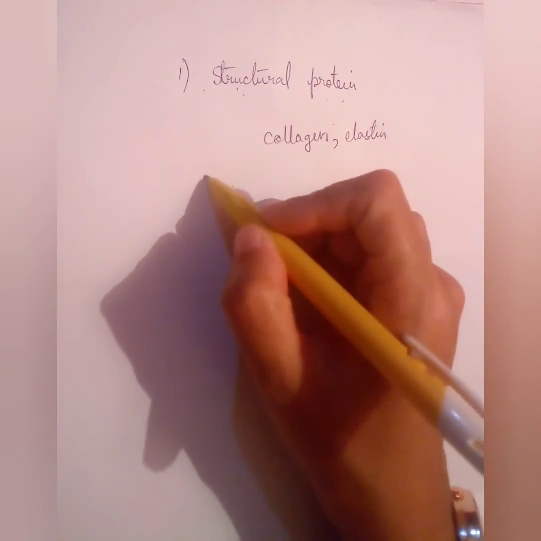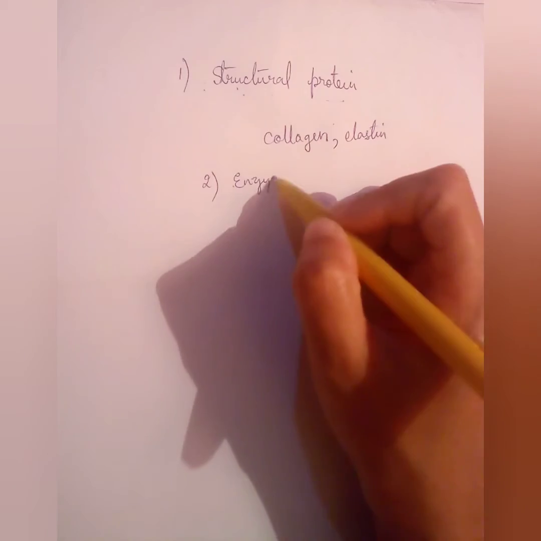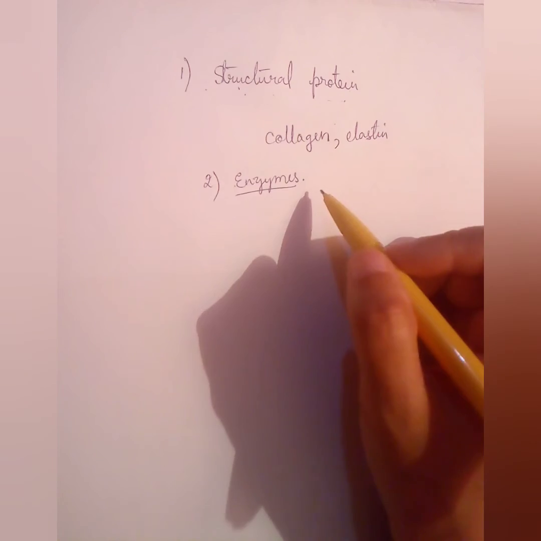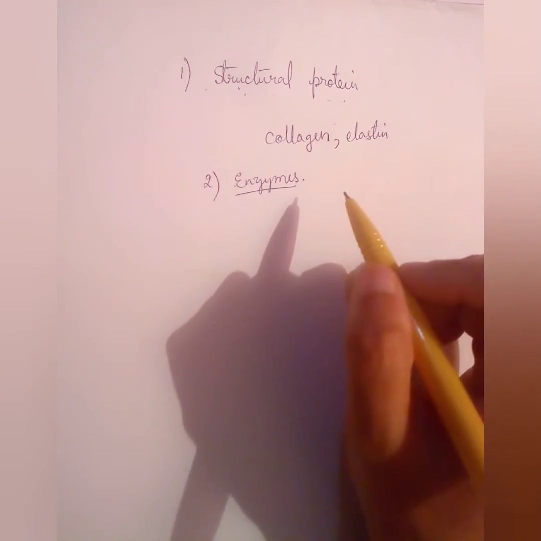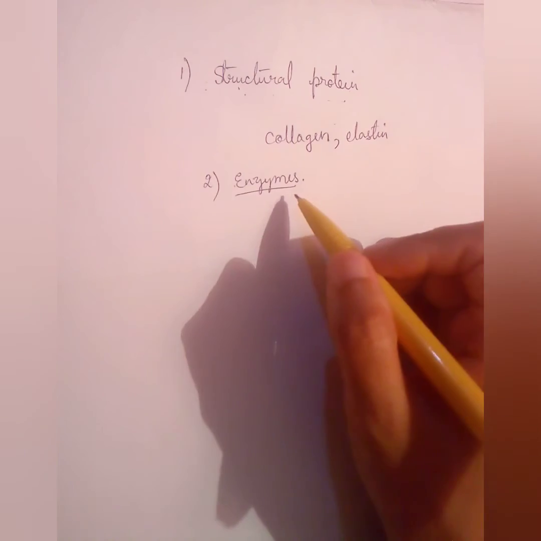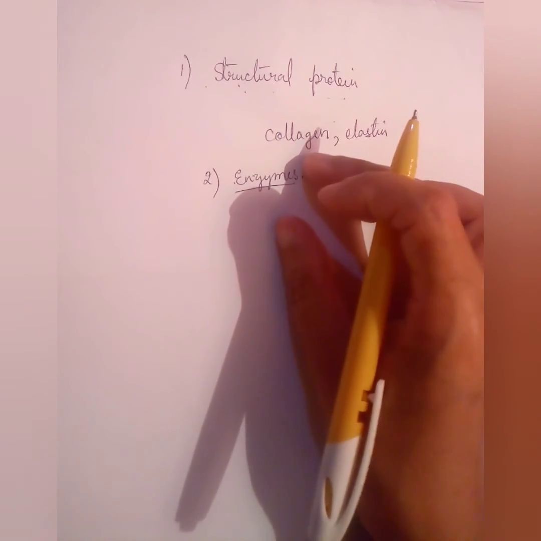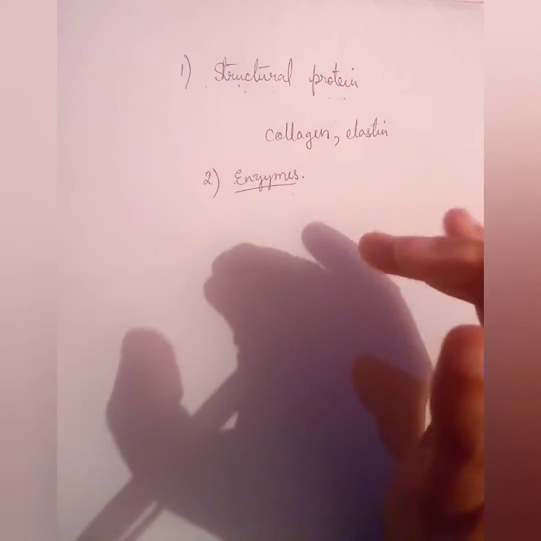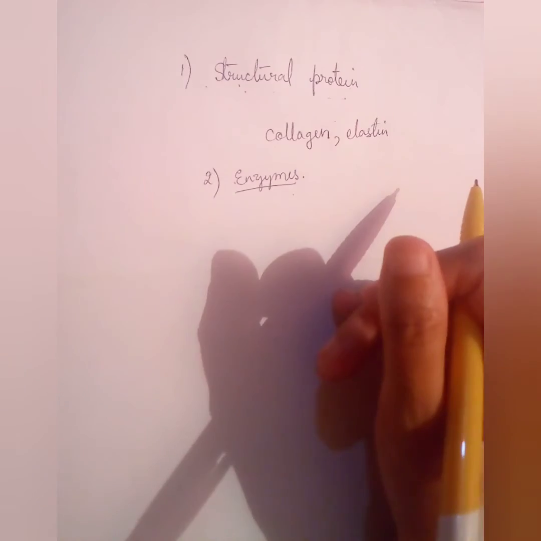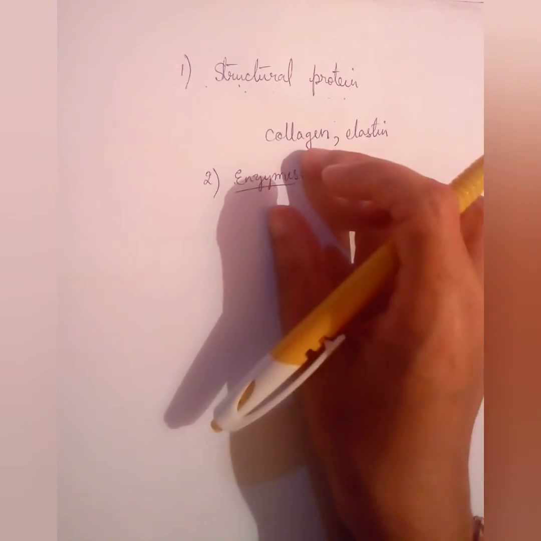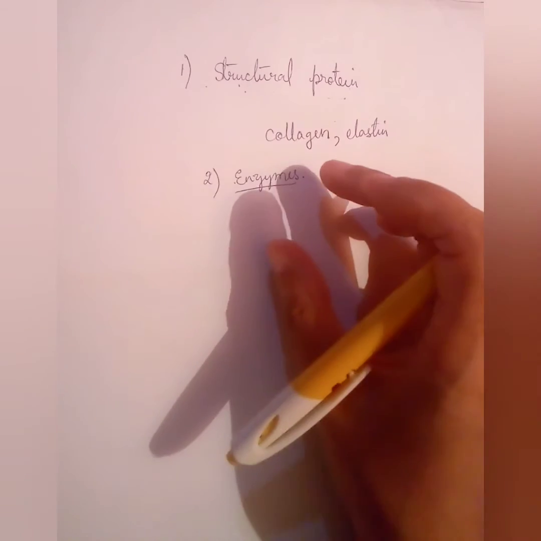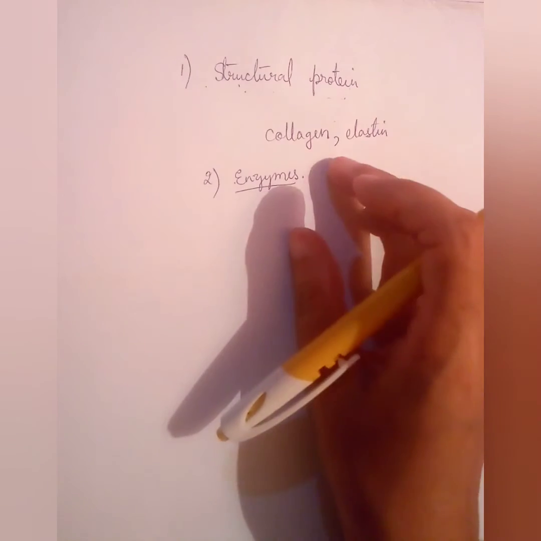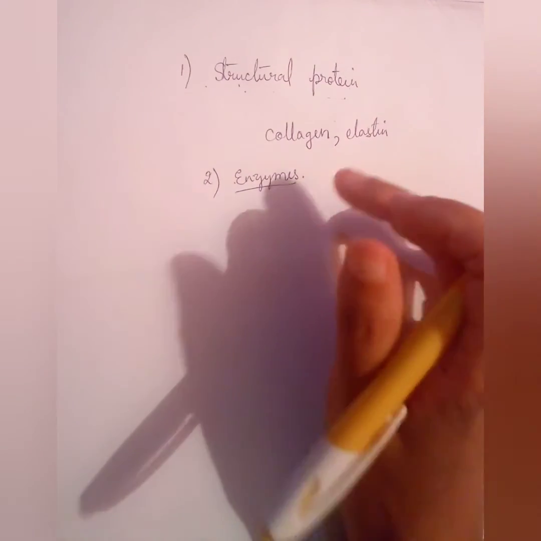Now we have other types of proteins which act as enzymes. This is the enzymatic activity of proteins. We know that enzymes are those molecules which are involved in the catalysis of most biochemical reactions in order to keep the organism alive. So they perform the function of enzymes, to catalyze different biochemical reactions in the body, in the cell.